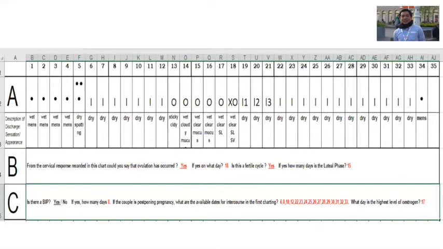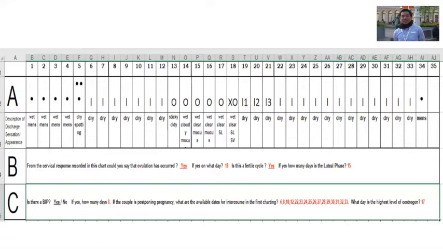How many days is the luteal? 15. Where is the peak day? The peak day is on day what? 18. Day 18. Good, no? Day 18. So the peak rule begins on day 22. Intercourse is resumed on day 22, 23, 24 until 33. Every day at any time, no?